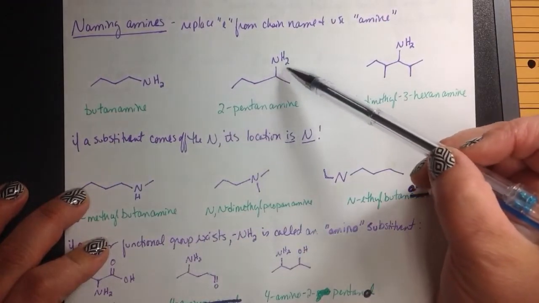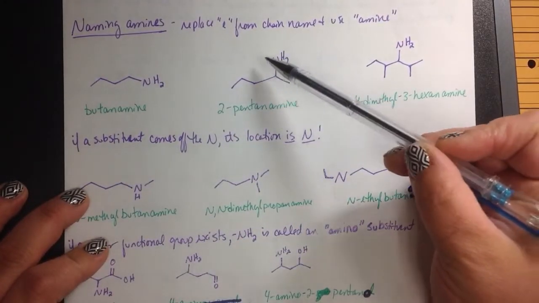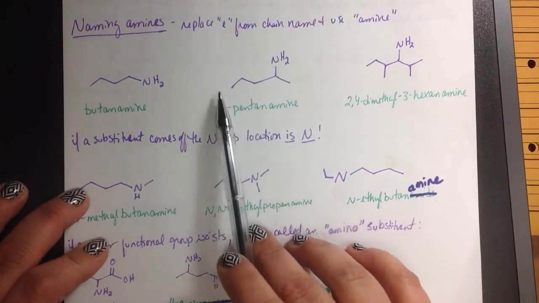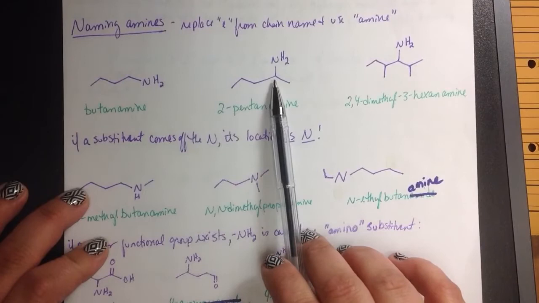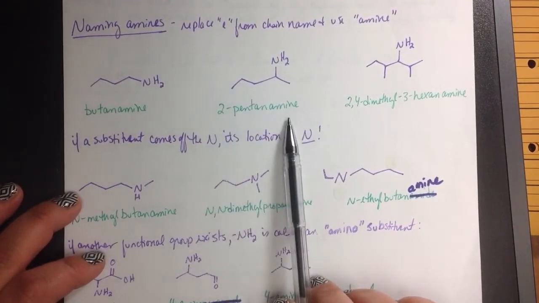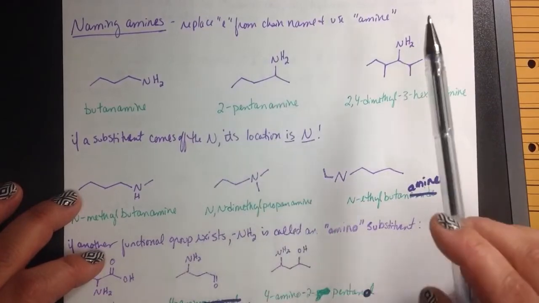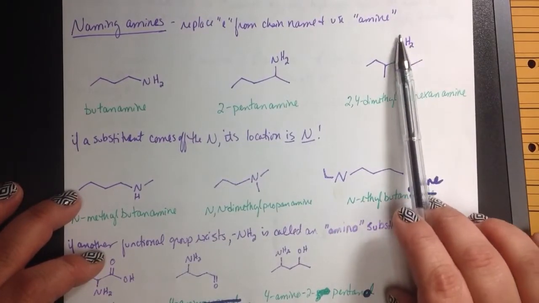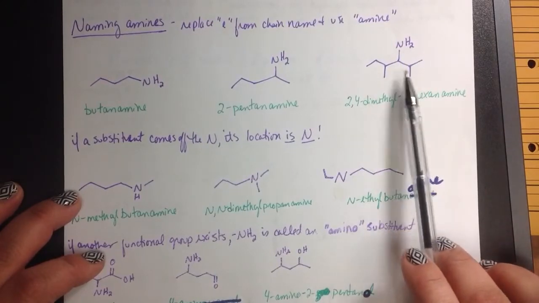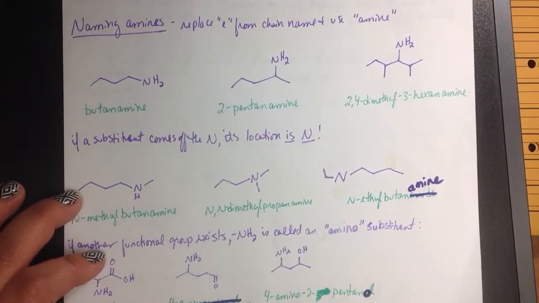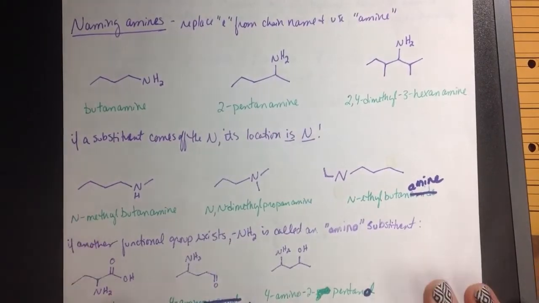If it's on another position, we have to actually tell people where that nitrogen is located. So we have 1, 2, 3, 4, 5 carbons here. This would be on the second because that's the lowest number possible for that amine. And this becomes pentanamine. Other substituents may still be present. That's fine. This gets the lowest number, not these guys. So this becomes 2,4-dimethyl 3-hexanamine.